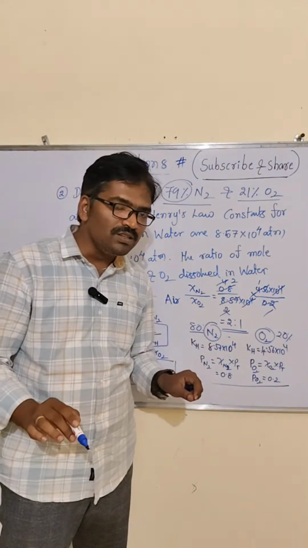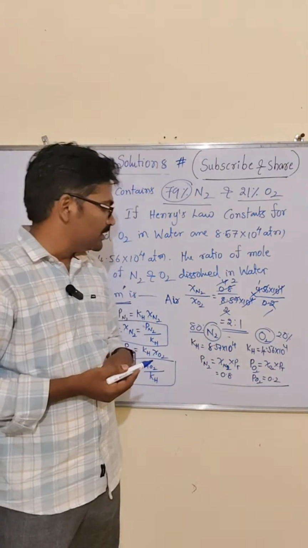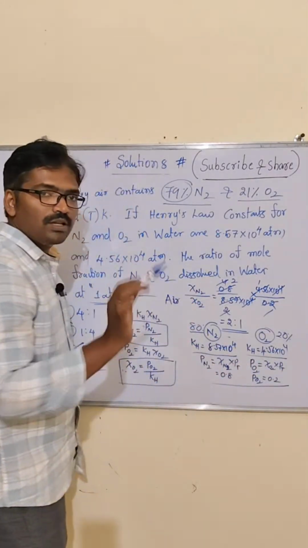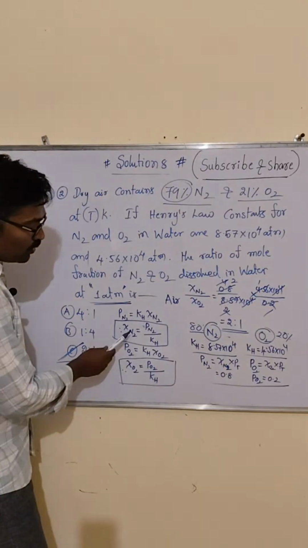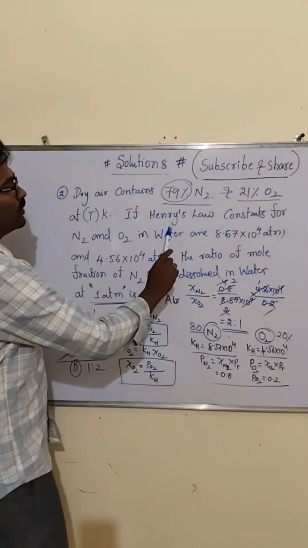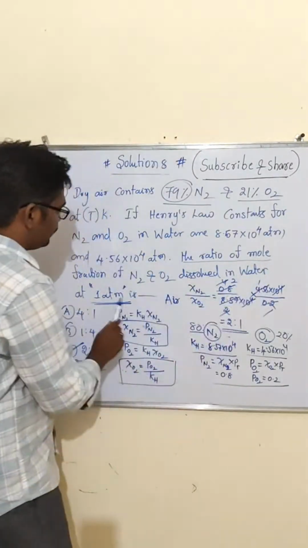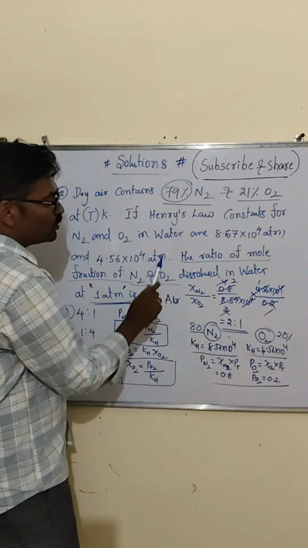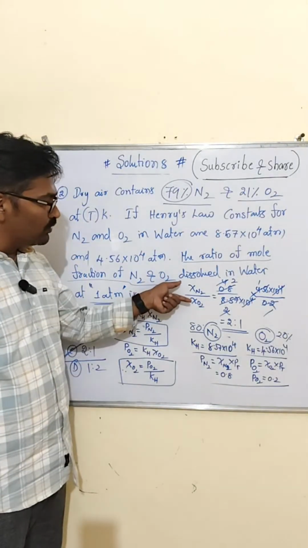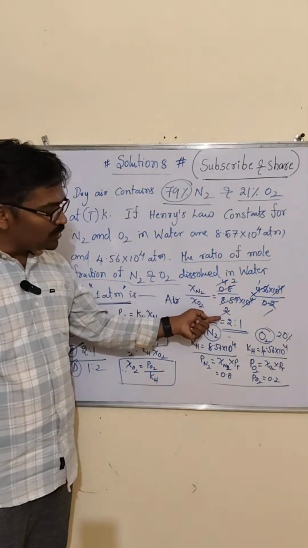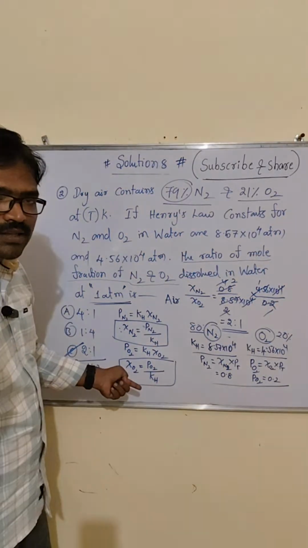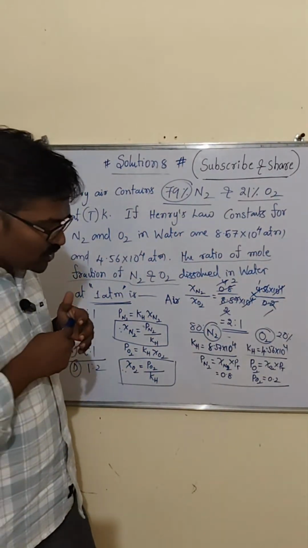When both partial pressures are calculated, the KH values are already mentioned in the question itself. What they are asking is the mole fraction of N2 divided by the mole fraction of O2, the ratio of mole fractions of N2 and O2. If you take that, you can get 2:1 as the answer. Clear? Understand? Yes, note down the question and answer.